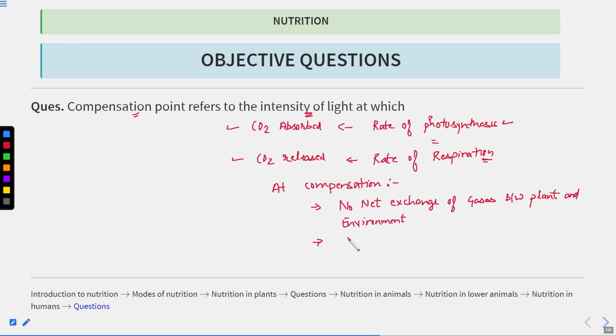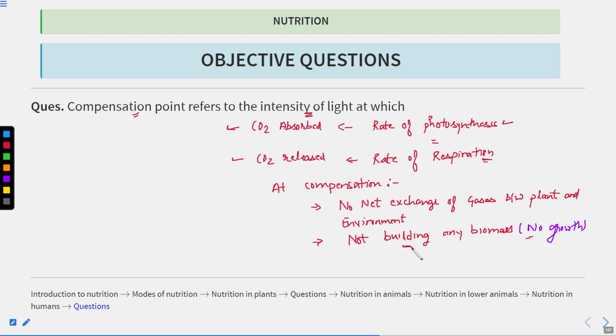There is no building material, so the plant is not building any biomass. What does this mean? The plant is not showing any growth. Because the plant is not building any biomass, there is no growth of the plant. So at the compensation point, there is no growth of the plant.